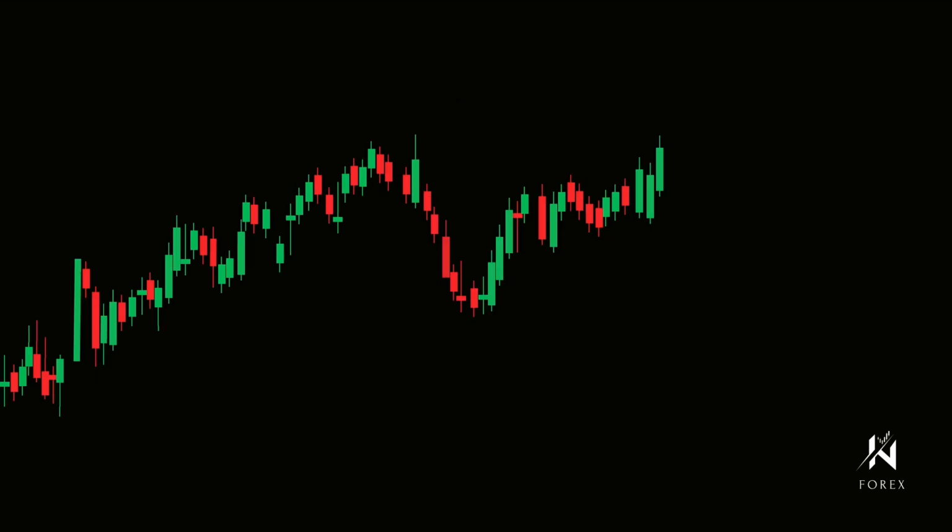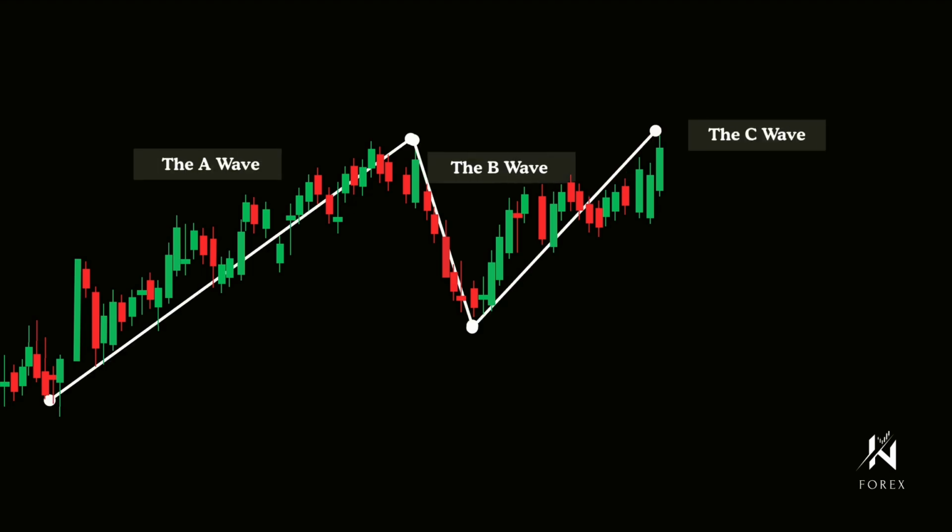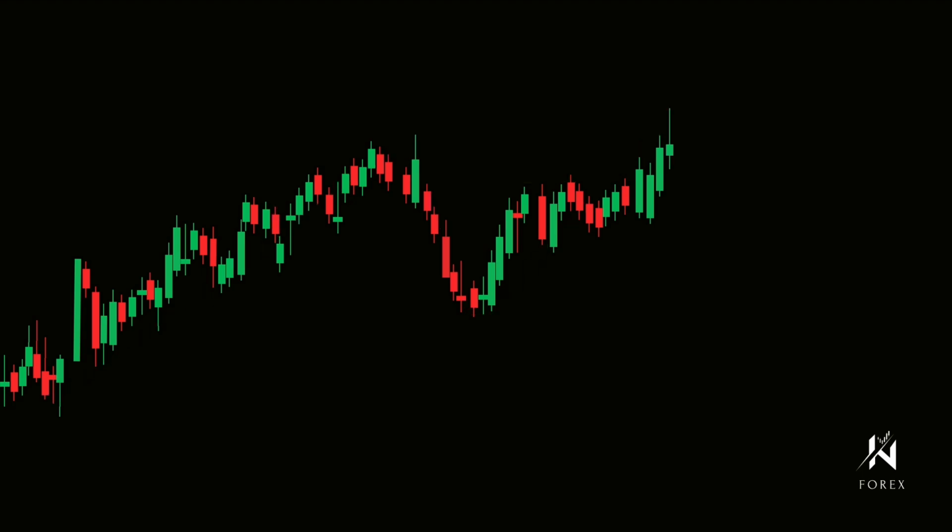So here we have the Euro-Pound 15-minute chart on screen. We can clearly observe the A wave and then we spot the B wave followed by the C wave currently unfolding right now. Next, we draw a horizontal line from the highest point of the A wave. Our goal is to confirm that the price breaks this level to the upside, sweeping the liquidity above the A wave with a single candle or wick.